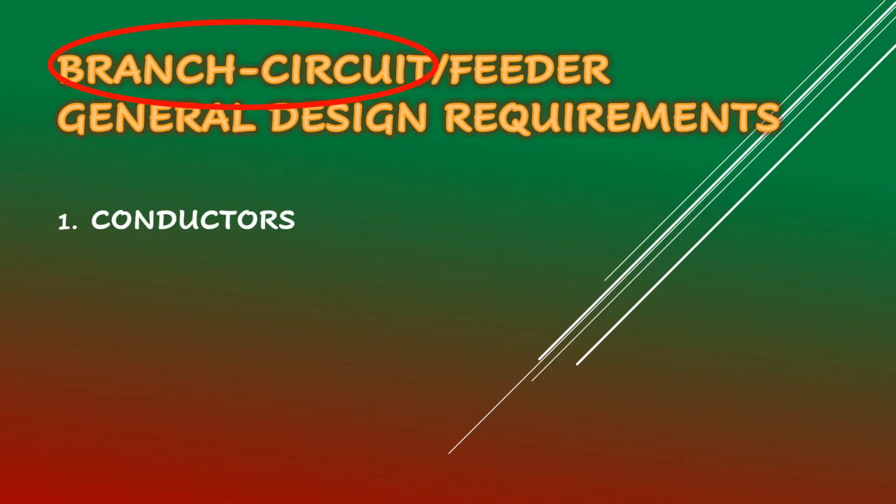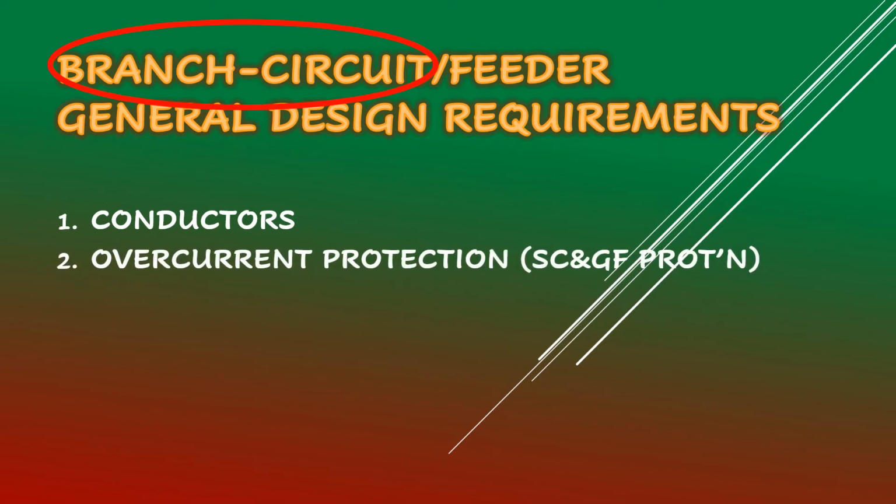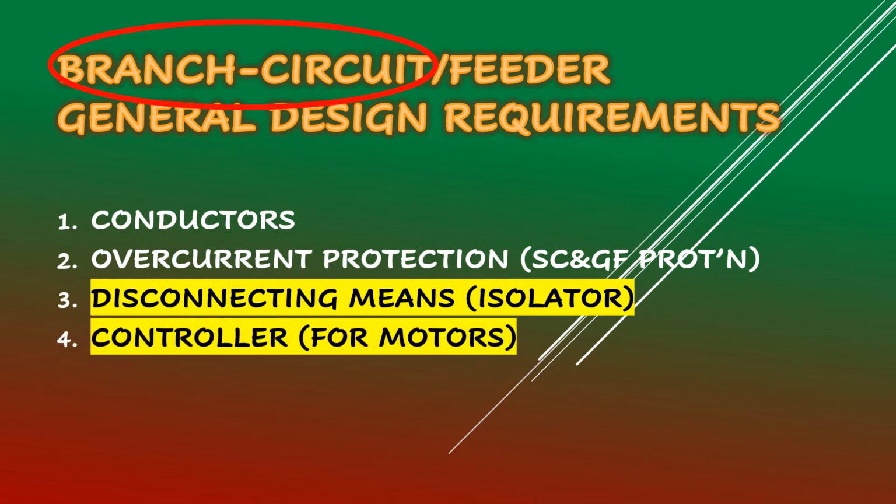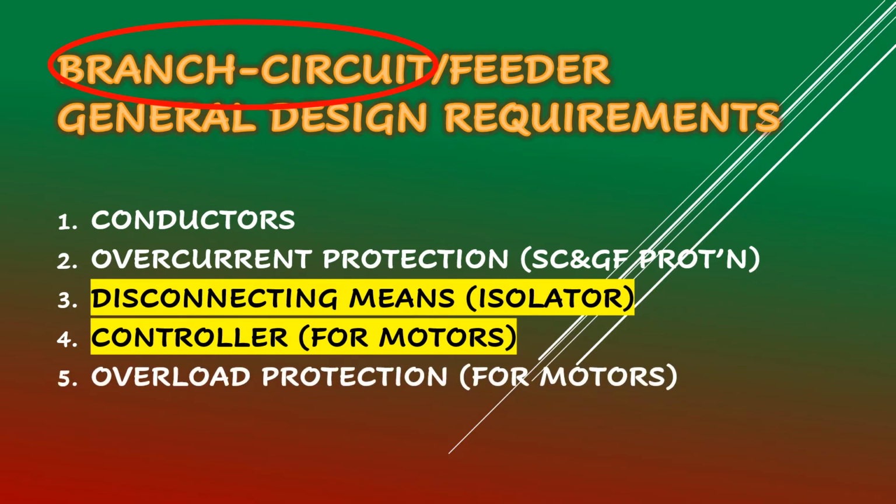In episode 1 we have already done the conductors, and in episode 2 we determined the overcurrent protection, or short circuit and ground fault protection. This episode will discuss the disconnecting means or isolator, the controller, and the equipment grounding conductor. Overload protection will follow in the next episode.